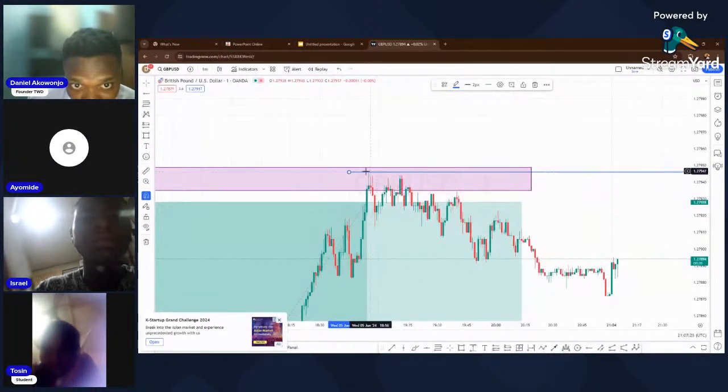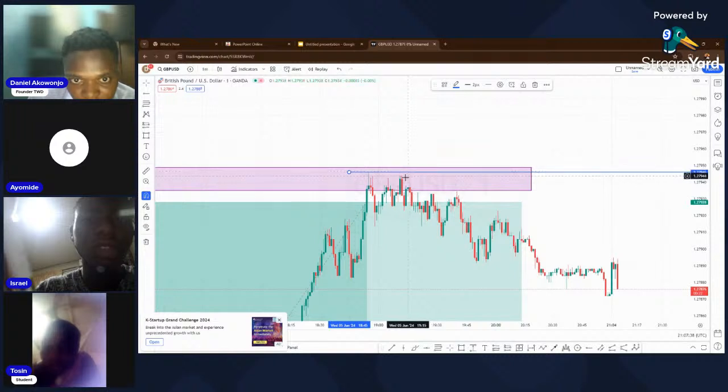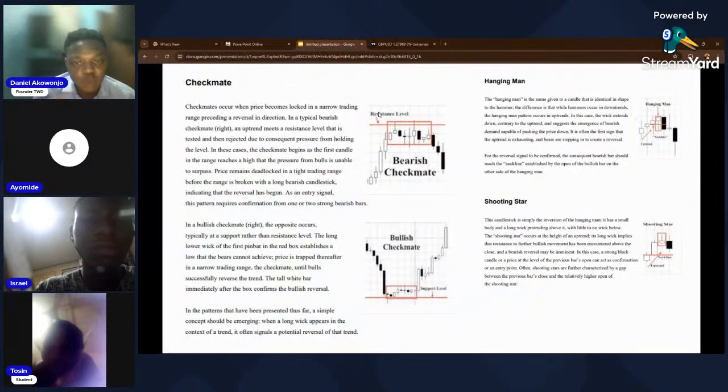So for the buyers to be unable to get to this line again, and you see that the buyers did not get to this line again, this green candlestick did not get to it, before the bears started gaining power, it definitely means that the buyers have already lost. It means the bearish ones have actually won at that resistance level, which signifies the bearish checkmate. Does that make sense?